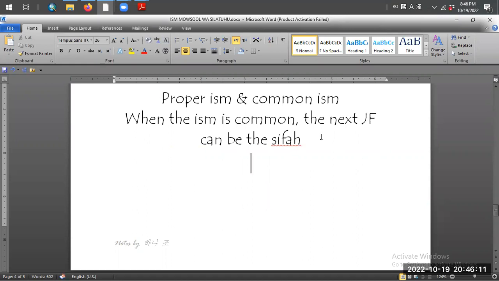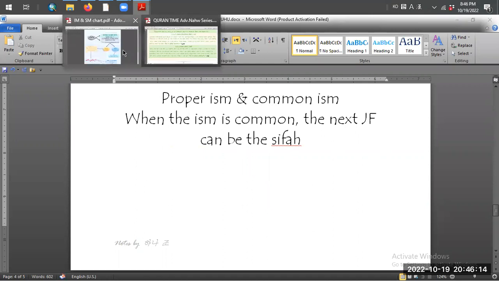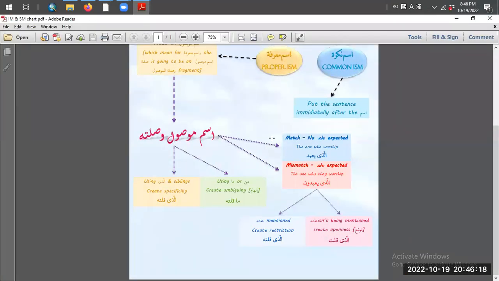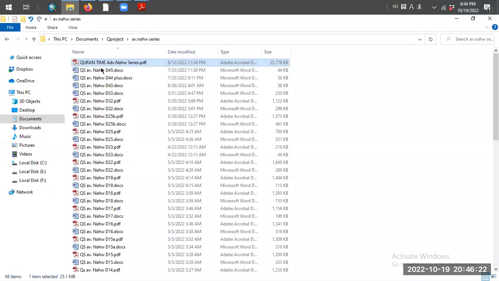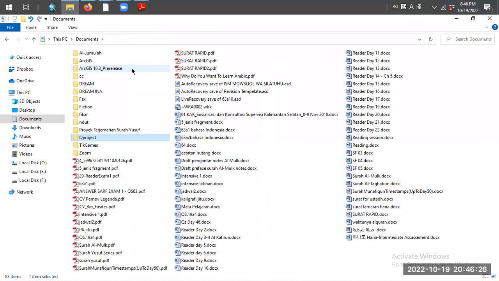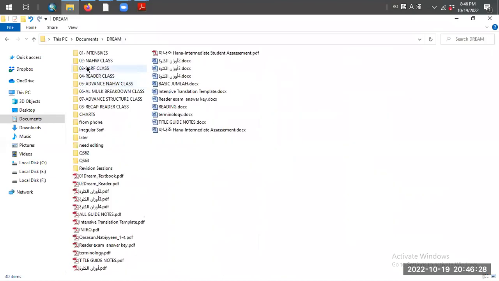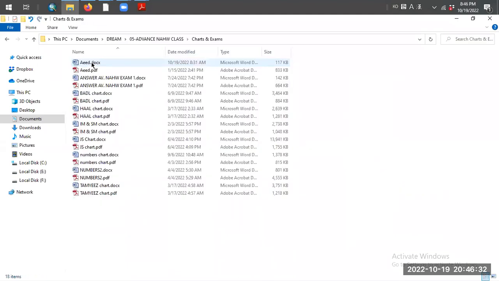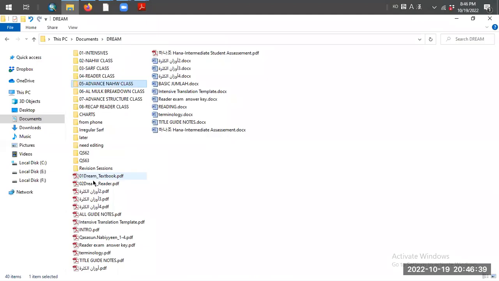What's the example? Do we have an example here? Not in Arabic. Okay. Do we have another chart? I'm not sure. Sifa. There is no. Okay.